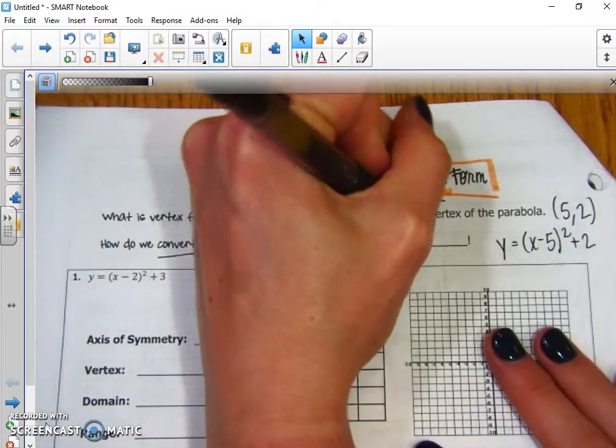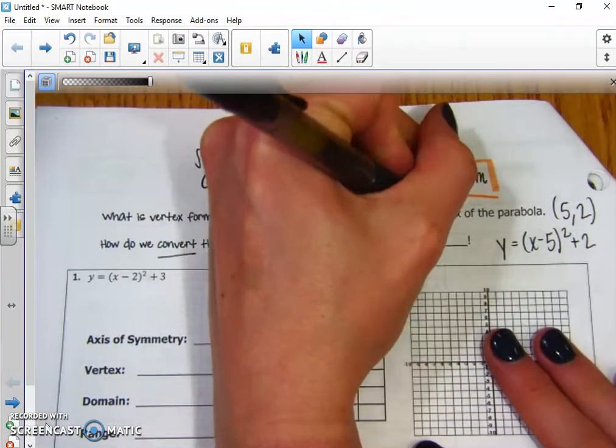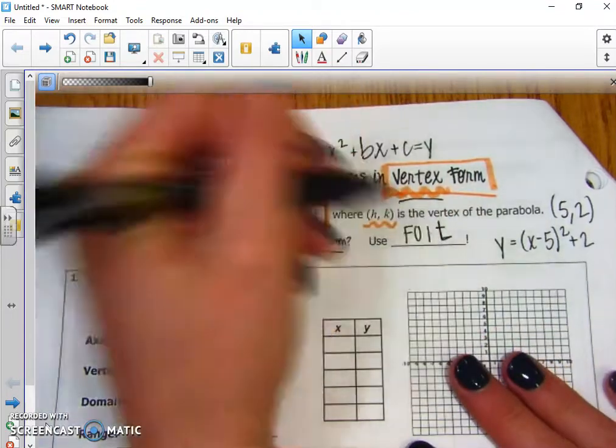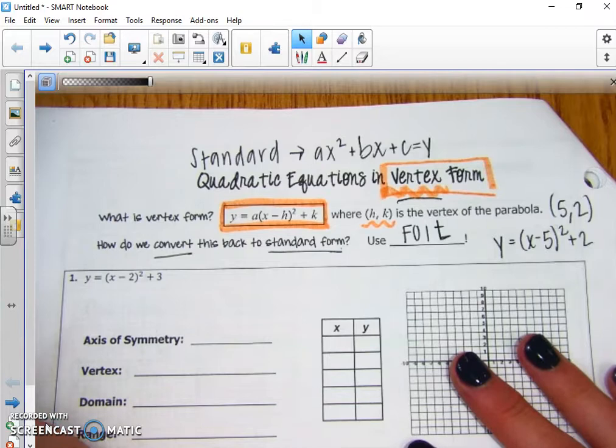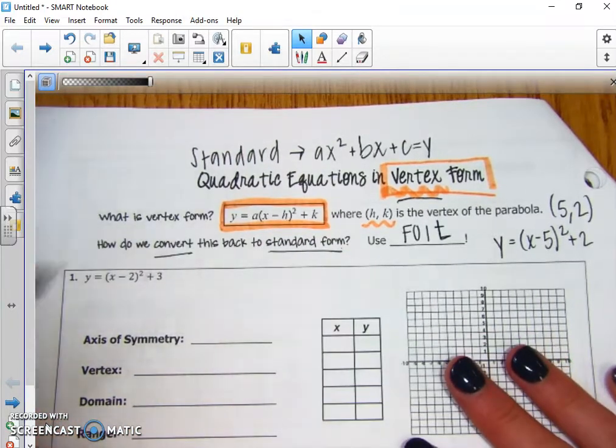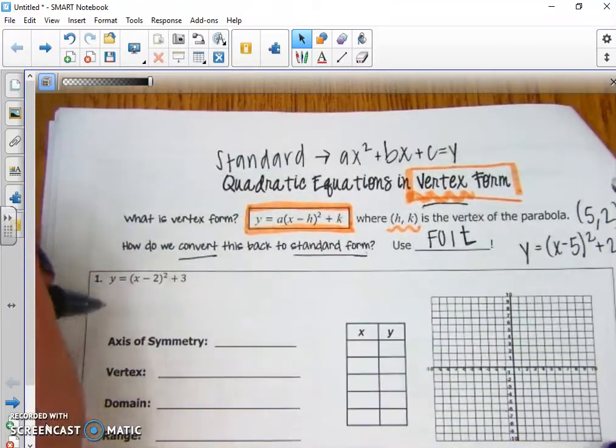We're going to use our FOIL method. So our FOIL method is how we multiply these, okay? Kind of messed up my L there, but we're going to FOIL. And if you don't like using FOIL, you can always use the box method. So I'll give you an example of both of those. So let's start with number 1.